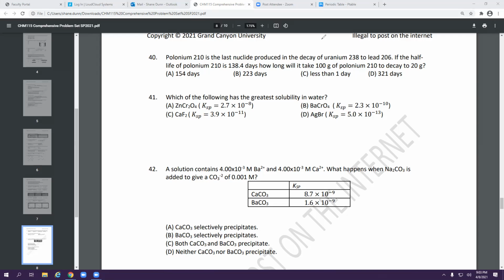Okay. I have a solution that contains some BA, I forget what BA stands for, and some calcium. I think it's barium, not beryllium. There we go. There's so many B ones.